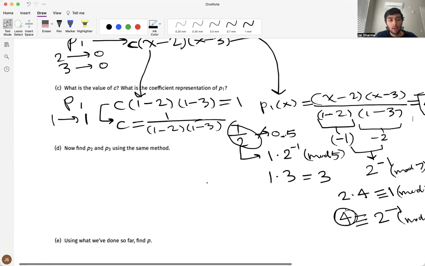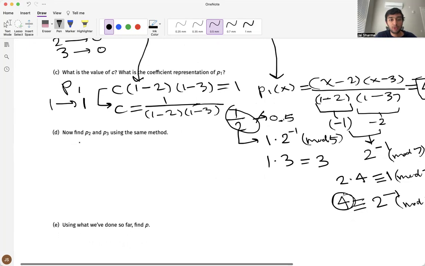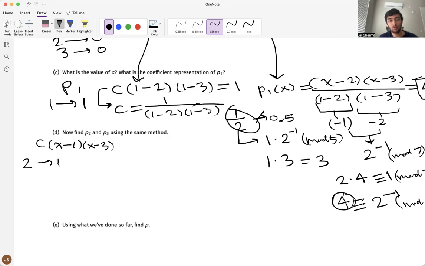Now find P2 and P3 the same way. For P2 we want some constant times x minus 1 times x minus 3, because if we feed in a 1 or a 3, it should become 0. And if I feed in a 2, it should give me a 1. So I need to find out what to put in for C. It turns out it's the same thing: x minus 1 times x minus 3.